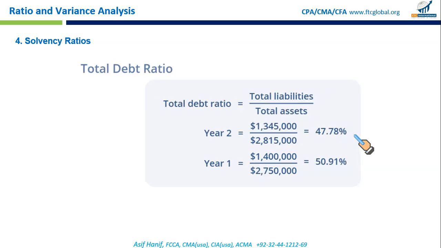Next, total debt ratio. It takes total liabilities, that is current and non-current, divided by total assets. Last year, our total liabilities were 1.4 million and total assets were 2.75. It showed us that the debt ratio was 50.91%, which means for every $100 of assets, debt was 50% of the assets, or nearly 51%. In the current year, if we invested $100 in our assets, debt represented 47%. So previously it was 50% or 51%, now it's about 47%. That means debt is now a lower proportion of total assets, so our solvency has improved.